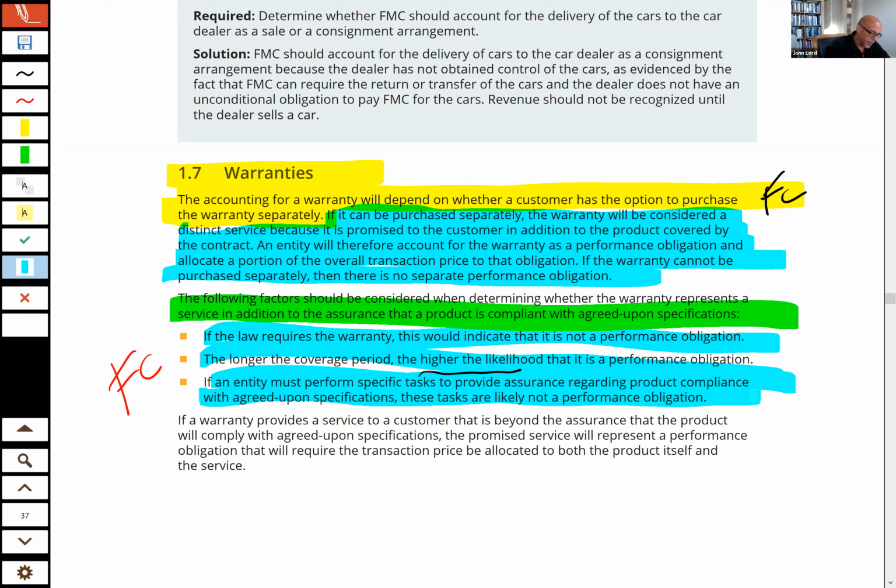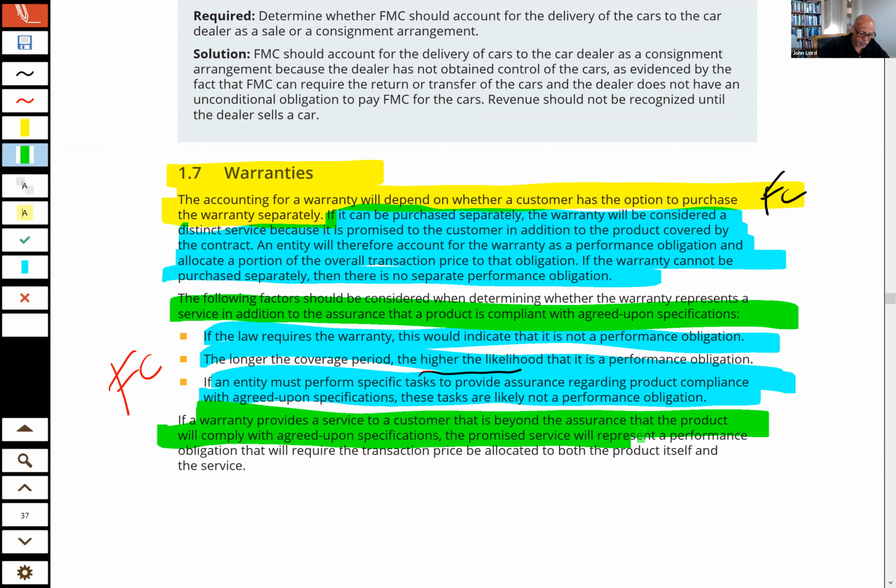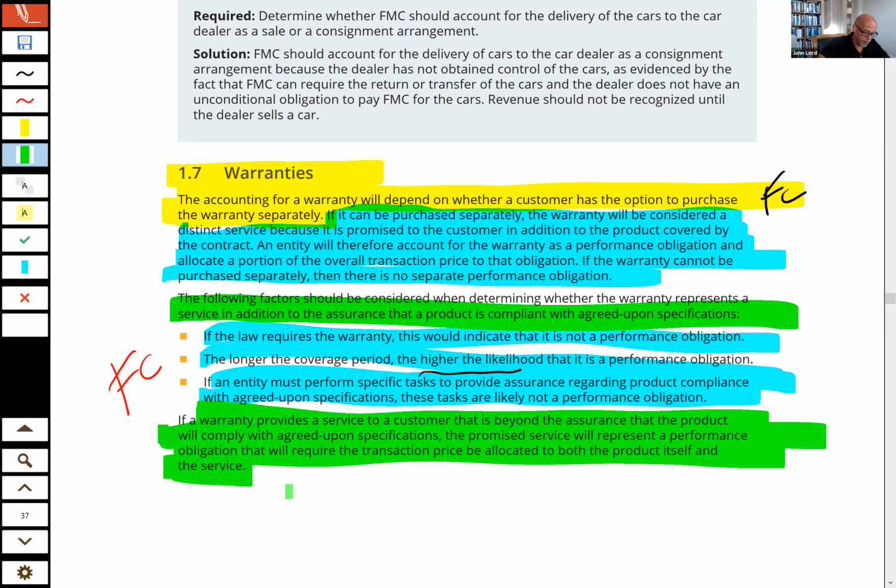Okay. Now, if the warranty provides a service that is beyond the assurance of the product will comply with agreed upon specification, the promised service will represent a performance obligation. Again, we have to allocate the transaction price between the two. Okay, good.